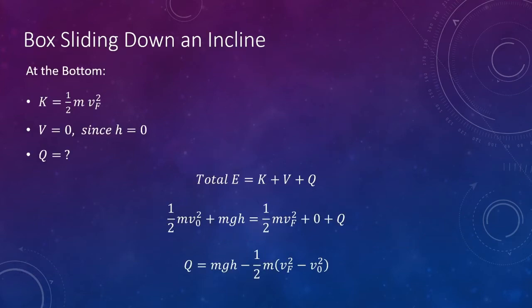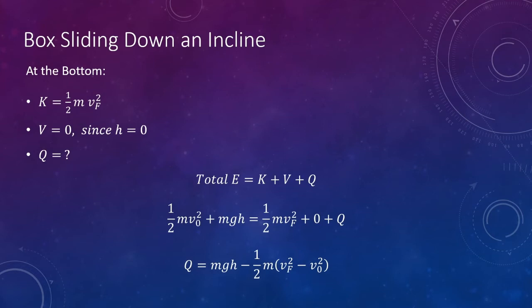So at the bottom, the object is now moving at a different speed, so we'll have 1/2 the mass times whatever that final speed is squared. And since we're at the bottom, the height above ground is 0, so there's no potential energy. And unless we knew something about the force of friction, we don't have a good way of solving for the heat right now.